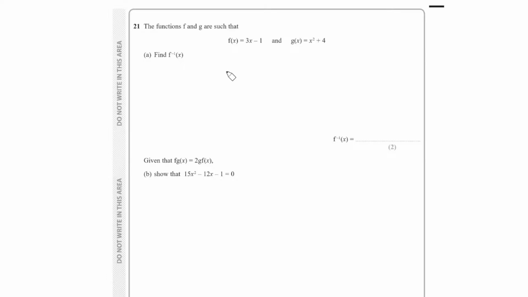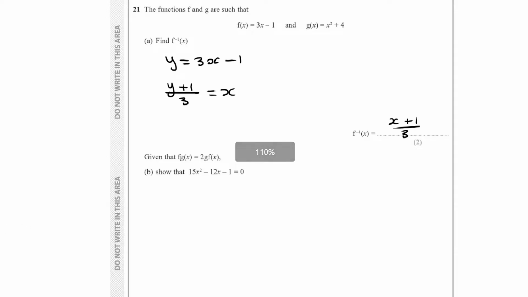First of all, find the inverse function of f, so that's quite straightforward. I would write y instead of f of x just to make it easier. Some people like to swap the x and the y now. Some people like to swap it at the end. It doesn't really matter, I swap it at the end. So I'm going to make x the subject, so I would obviously add 1, and then I would divide by 3. You can obviously do it in more than one step than that if you want. Obviously then rewrite it, I swap it at the end, so that's x plus 1 over 3. Really nice 2 marks.